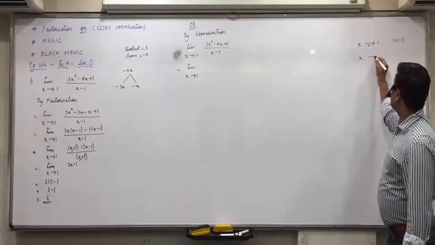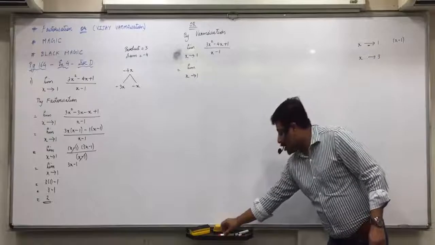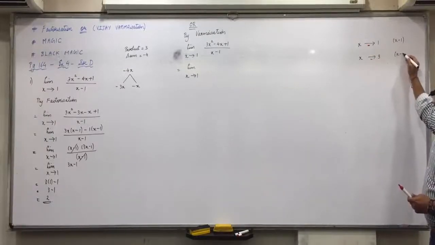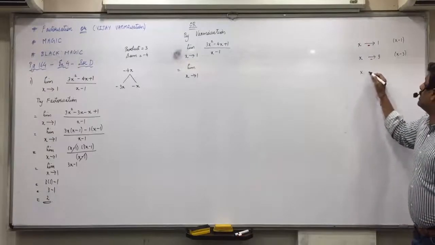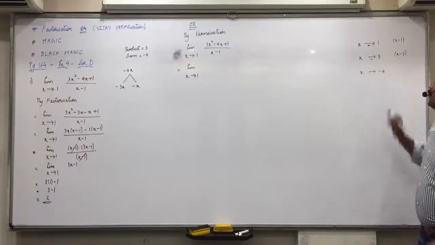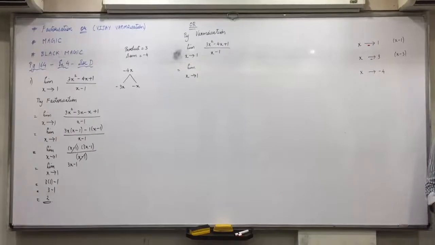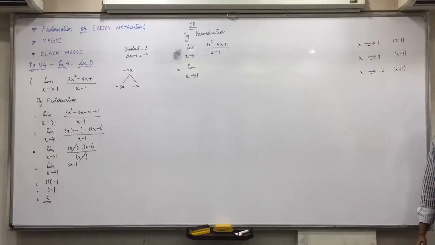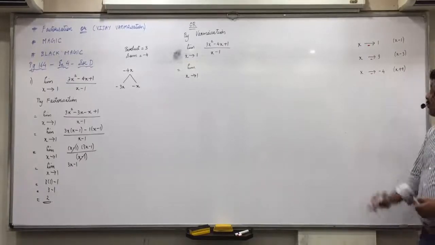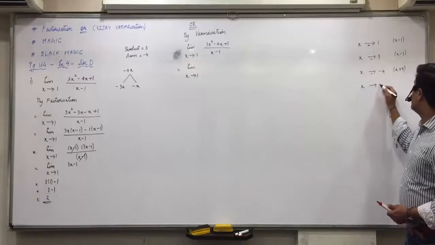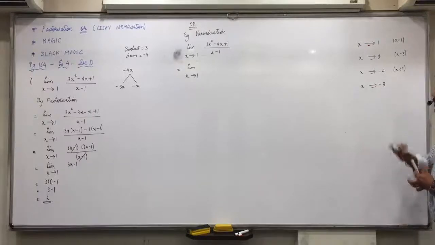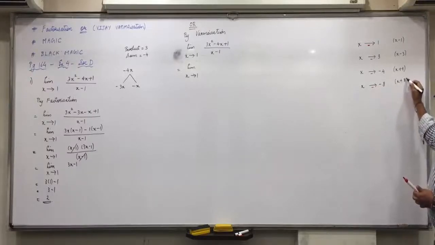If they say x tends to 3, what will be one of the factors? x minus 3. If they say x tends to minus 4, now minus minus will become plus. So what will be one of the factors? x plus 4. Able to understand this? If they say x tends to minus 8, what will be one of the factors? Minus minus becomes x plus 8.